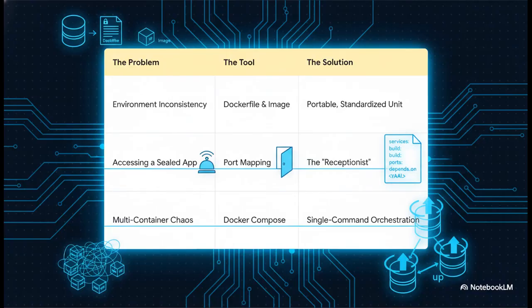This table sums it all up beautifully. If you're facing inconsistent environments, your solution is to define that environment in a Docker file and build a portable image. If you need to access the app running inside that isolated container, you use port mapping, our friendly little receptionist. And finally, when your app grows and you're dealing with multi-container chaos, your solution is Docker Compose for that simple, single-command orchestration.